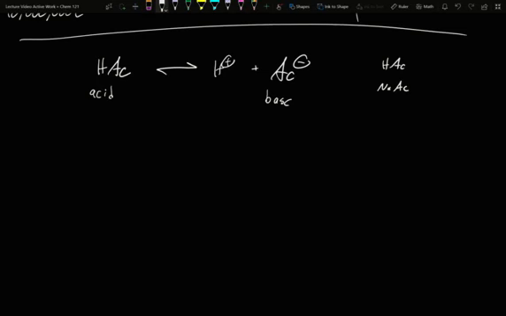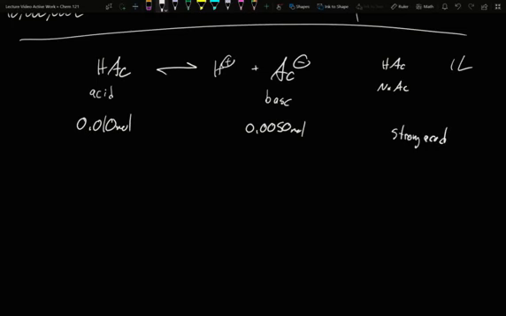Just for our cases, let's say we'll do this all in 1 liter so that our molarity equals our moles, and we're going to have 0.010 mole of our acetic acid and 0.0050 mole of our acetate, the anion. And to this solution, we're going to add strong acid.